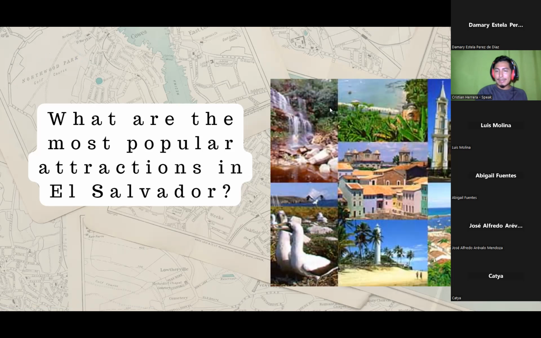Now we will continue with Mitzi. Welcome, Mitzi. What are the most popular attractions in El Salvador? Hi, teacher. Good evening. I think it's Suchitoto City. Oh yes, that's another beautiful place. Have you ever gone to the lagoon, Mitzi? Yes, teacher. Oh, great. So tell me, how was your experience in Suchitoto?